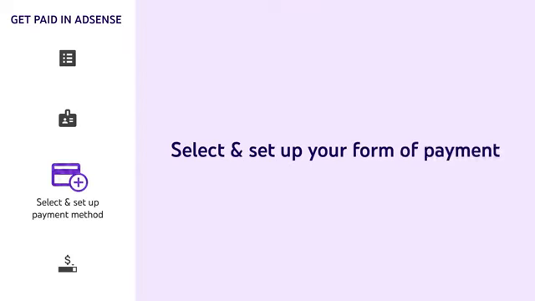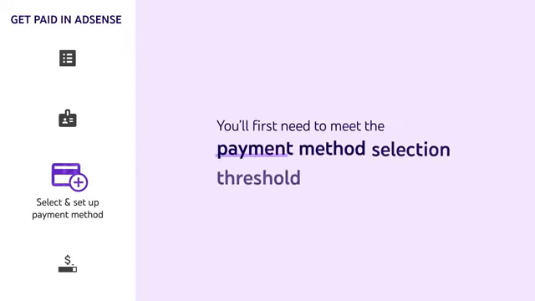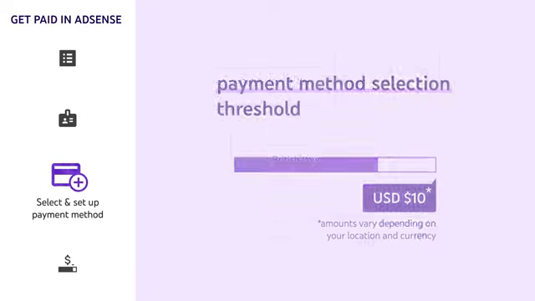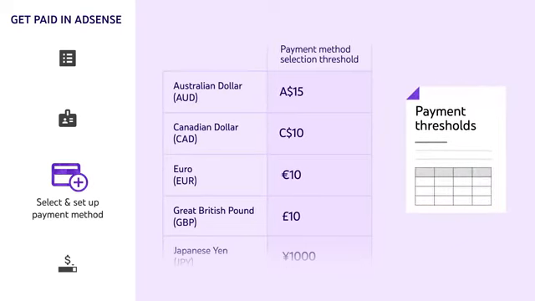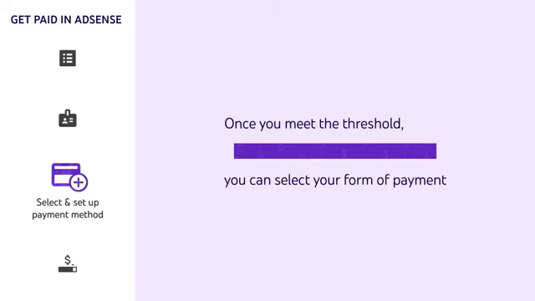Next, you'll need to select and set up your form of payment. To do this, you'll first need to meet the payment method selection threshold. This is $10 US for people in the US, but the amounts vary depending on your location and currency. To see what your payment method selection threshold is, check out the Help Center article called Payment Thresholds, linked in the description. Once you meet the threshold, you can select your form of payment.